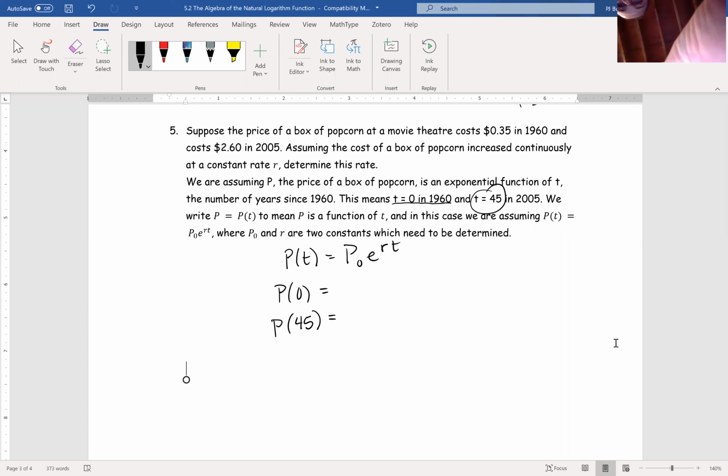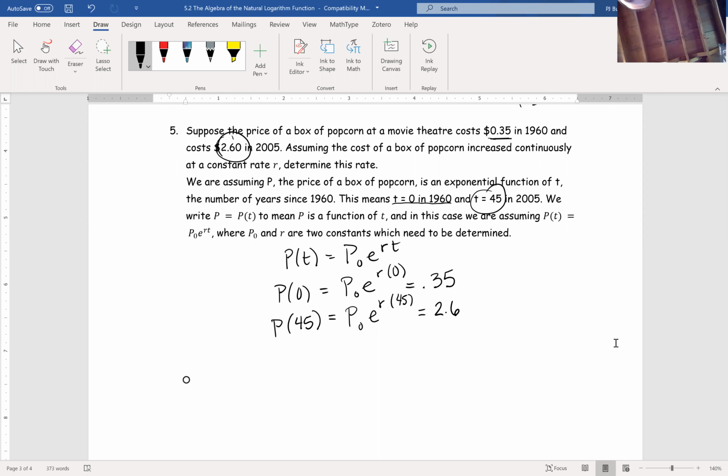So if I plug in 0, then we get P0 times e to the r times 0, and this has to equal the original price at that time, which was 0.35. And for 45, we get P0 e to the r times 45, and this has to equal the price for that time, which was $2.60.